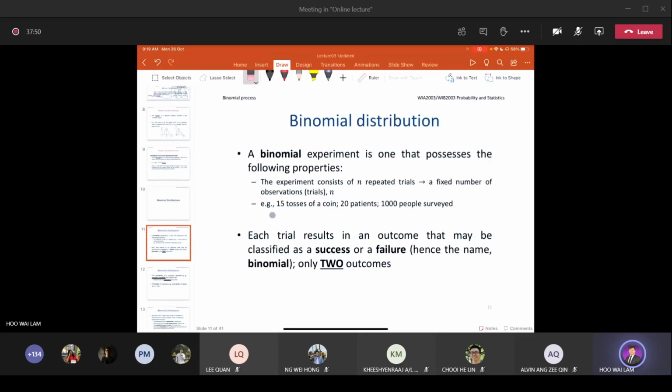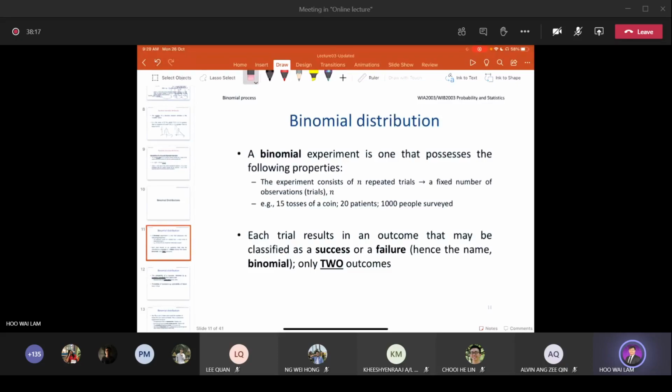So in that case, each trial results in an outcome that may be classified as a success or a failure. Hence the name binomial. You only have two possible outcomes. So for example, if it's a coin toss, very straightforward. It's either head or tail. Two possible outcomes. That's it.